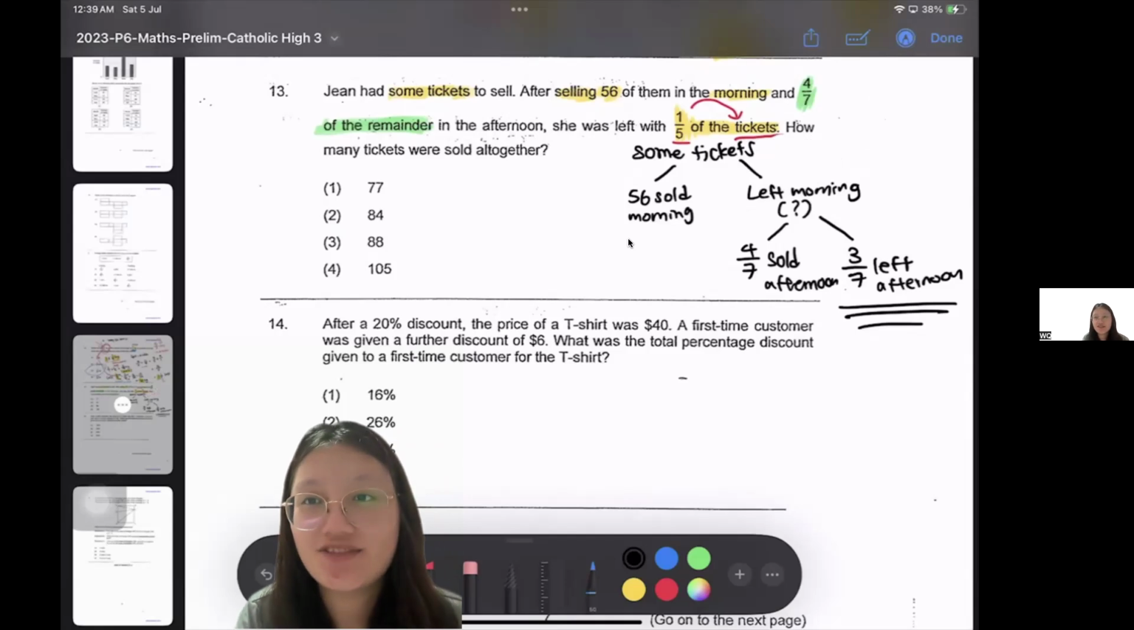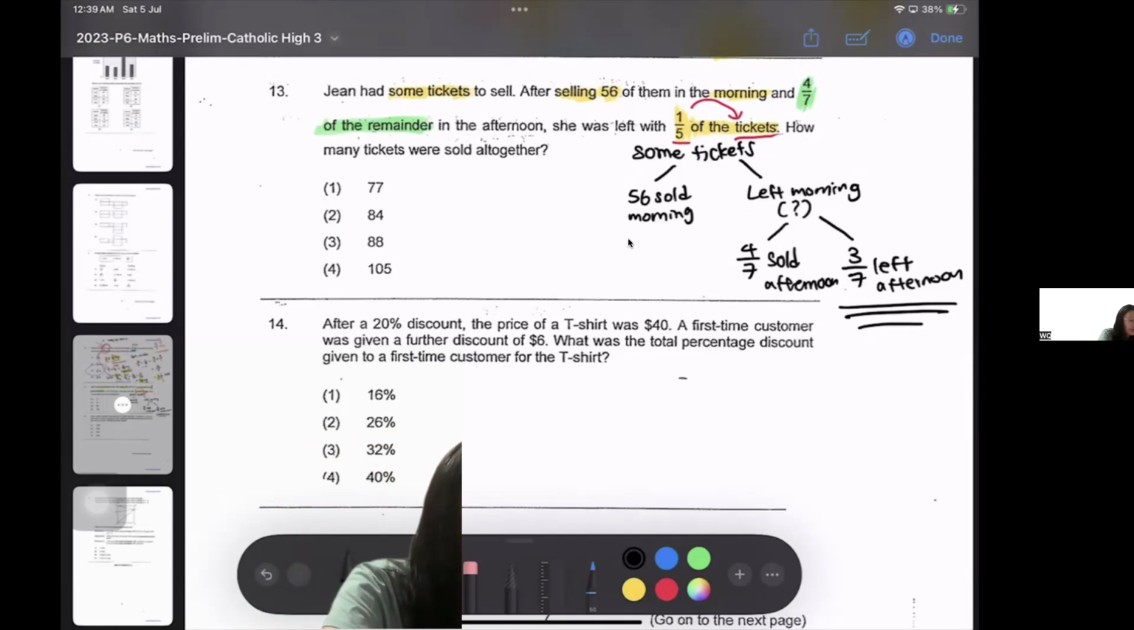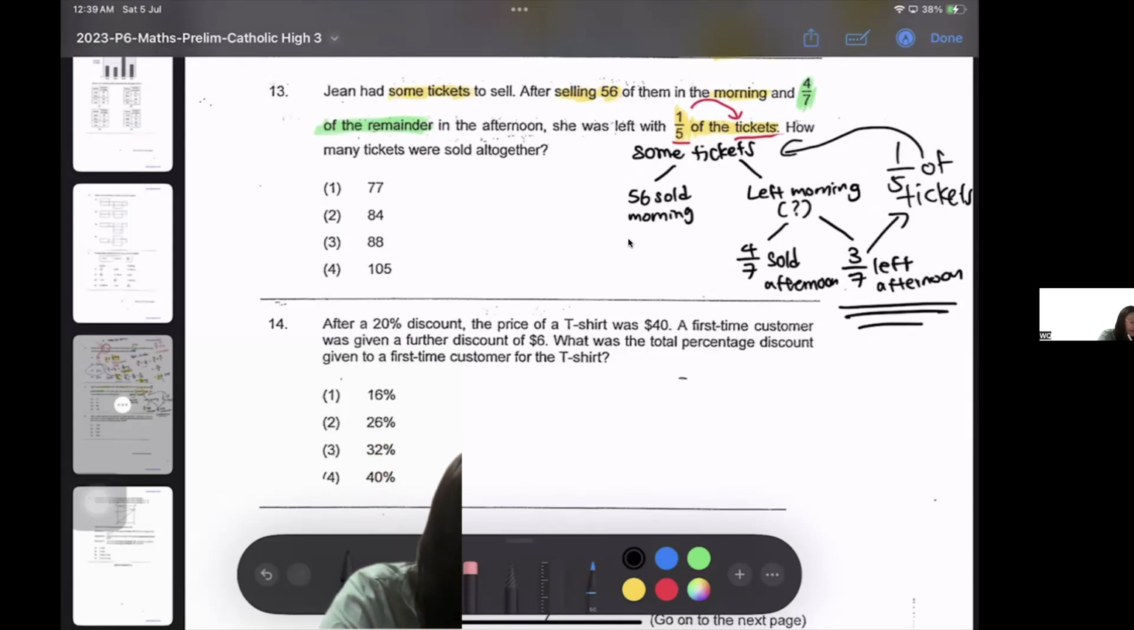Okay, so 3 out of 7 left in the afternoon. That is the same as 1/5 of the tickets. All right, so you need to link that this 3 out of 7 is the same as 1/5 of this one. Okay, 1/5 of the tickets. So what you need to find is how many. Let's look at the question. How many tickets were sold all together. So what I need to find is the 56 plus the 4 out of 7 sold.